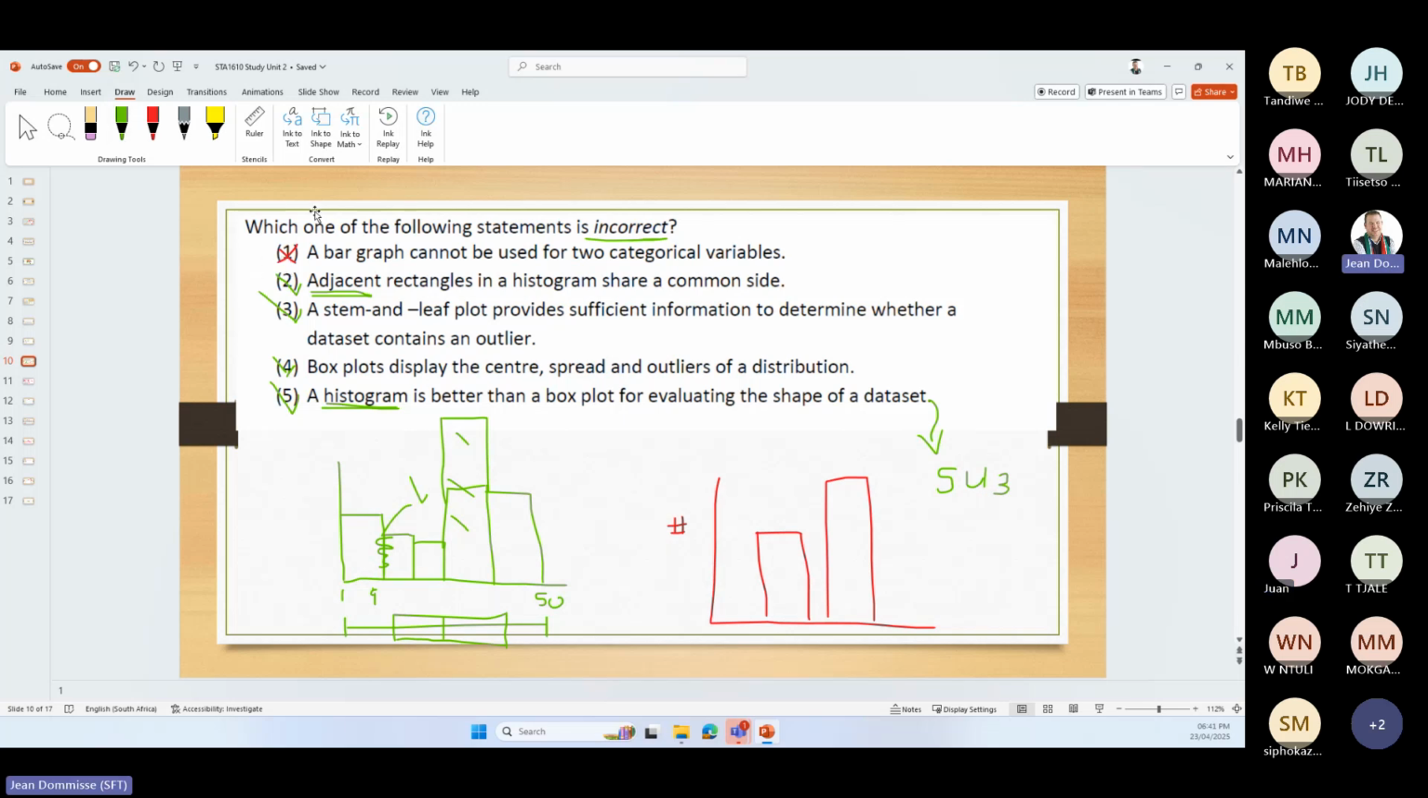Just on page 10, question 2, can I just have the final answer, because you mentioned that number 1 is also actually correct? So number 1 is, well, sorry, a bar graph can be used for 2 categorical variables. So that's why number 1 is wrong. If it said "can", it would have been correct. But because they say "cannot", that is why it's incorrect. Okay, no problem. Thank you so much.